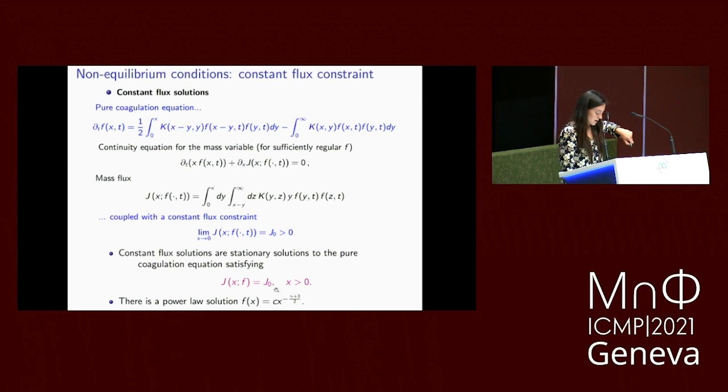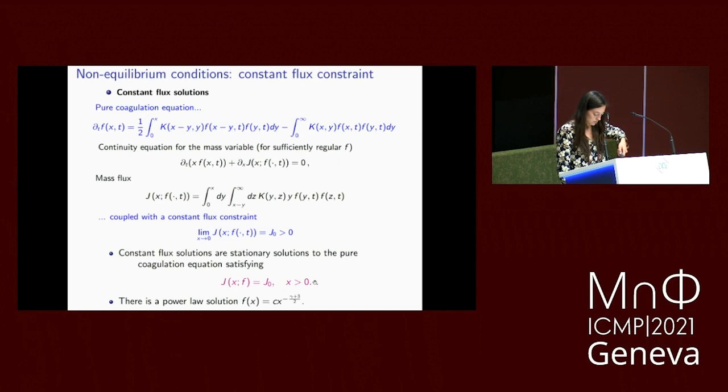And this equation has a one power law solution, given by x to the minus (gamma plus 3)/2, where gamma is a parameter of the kernel that I will describe in a minute. And we expect that this equation also has non-power law solutions.